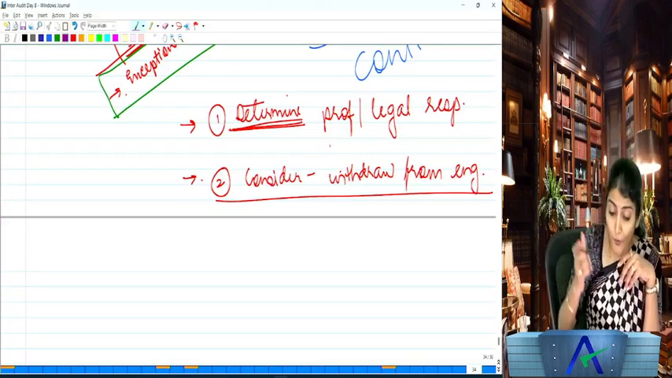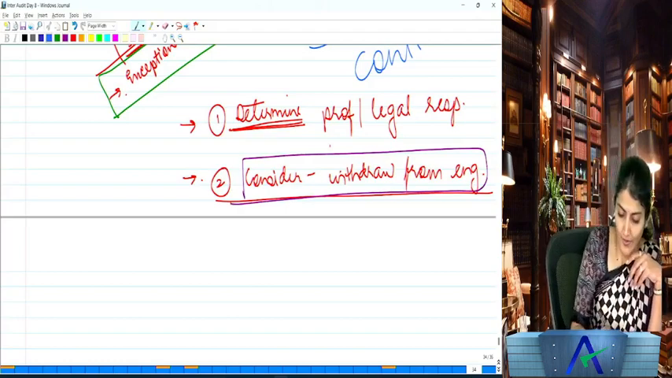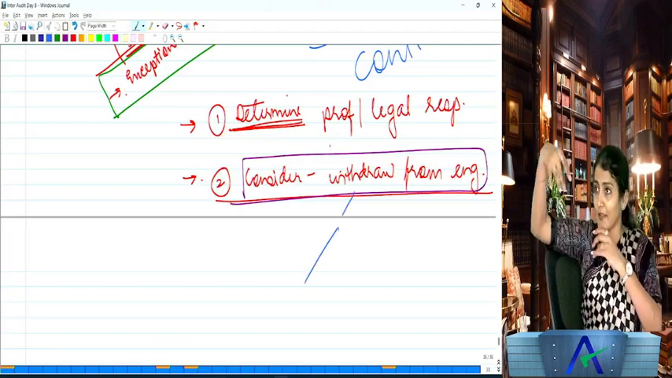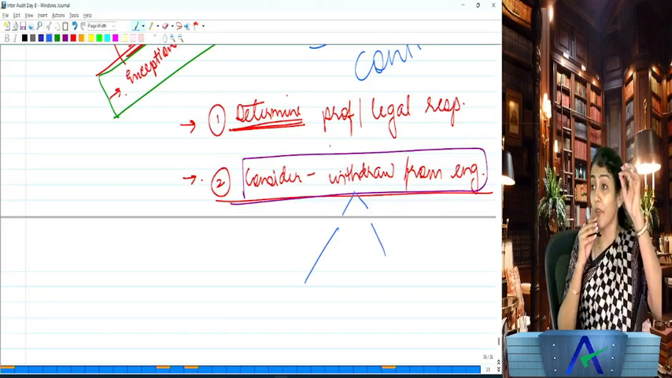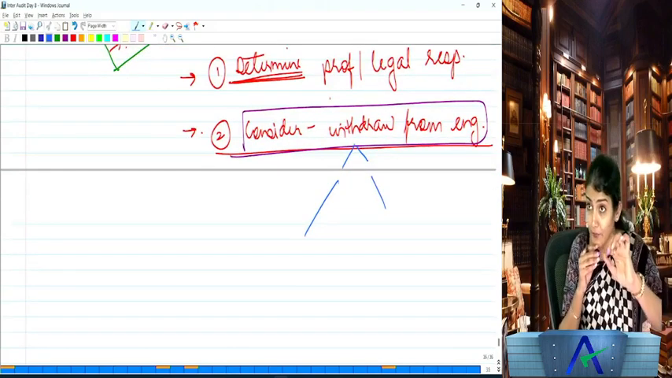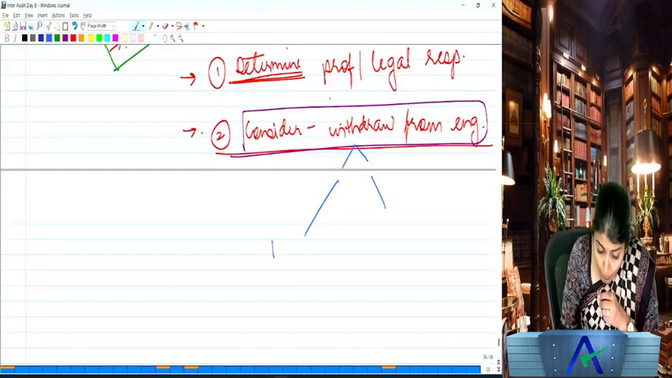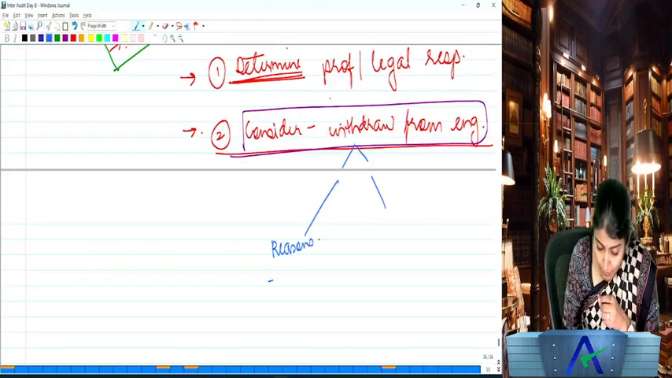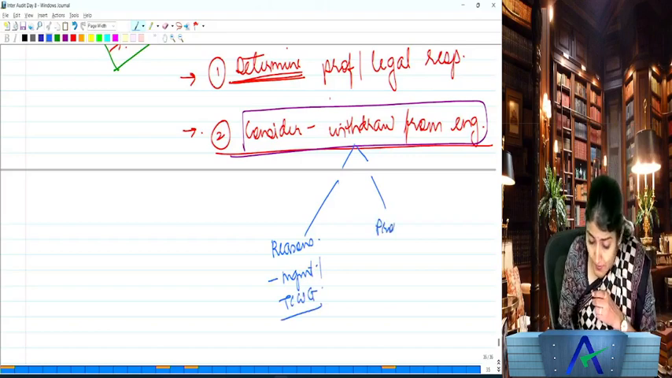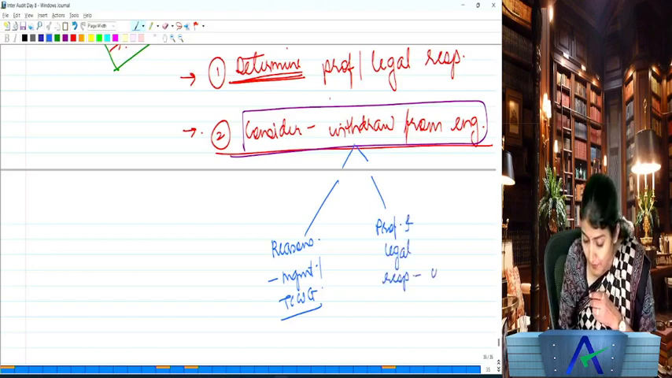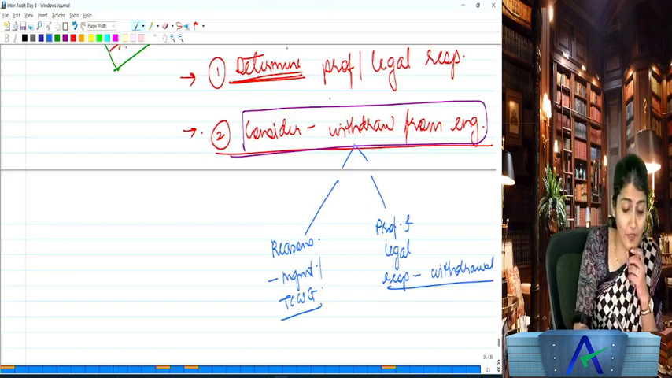And if auditor decides to withdraw, can you just get up, pick your bag and go as an auditor, pick up your laptop and run away? No. If the auditor decides to withdraw from the engagement, one, what he needs to do? He needs to communicate the reasons of withdrawal to the management TCWG. And second, what he needs to do? He needs to consider his professional legal responsibilities with respect to such withdrawal. Yes, what are the professional legal responsibilities with respect to withdrawal?